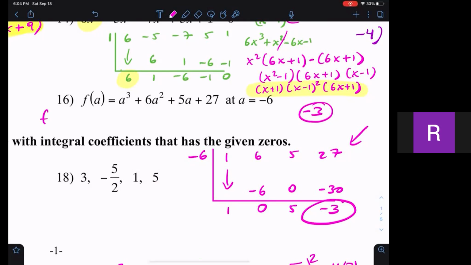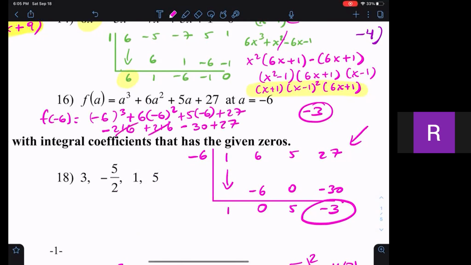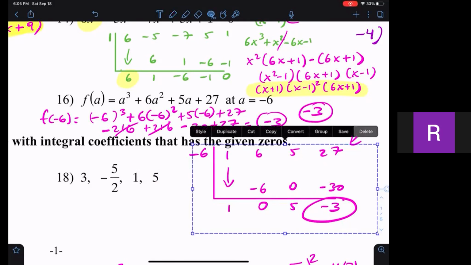With this one, if I plug negative 6 here, look, I have negative 6 to the third power. So that's not nice numbers, plus 6 times negative 6 squared, plus 5 times negative 6, plus 27, right? So this is going to be negative 216. This is going to be plus 216 this time. This is going to be negative 30 plus 27. So this cancels out. We should get the same. So this is negative 3. So we get the same, right? So when you have things like this, you can use synthetic division. Okay? So call that the remainder theorem.